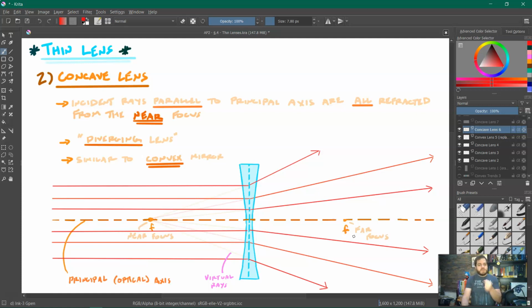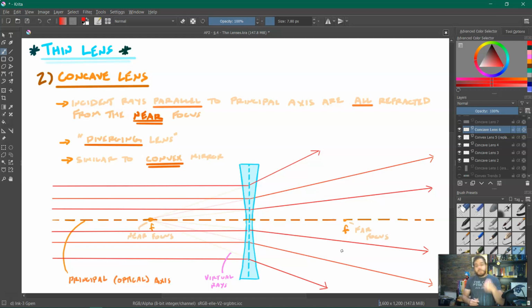However, they diverge in such a way that they're actually refracting as if they originated from this near focus rather than the far focus. And once again, this is very similar to something we've already seen. This is in fact incredibly similar to a convex mirror. So a convex mirror and a concave lens also operate very similarly because they are diverging.